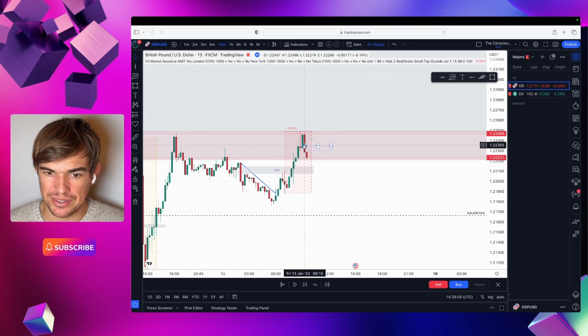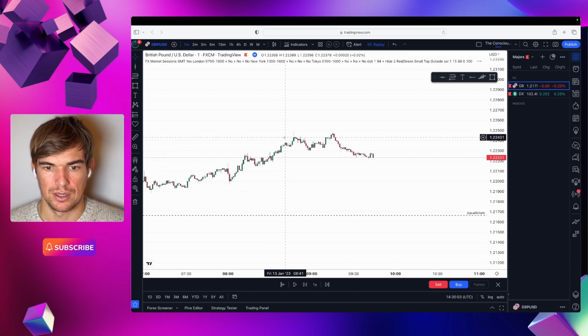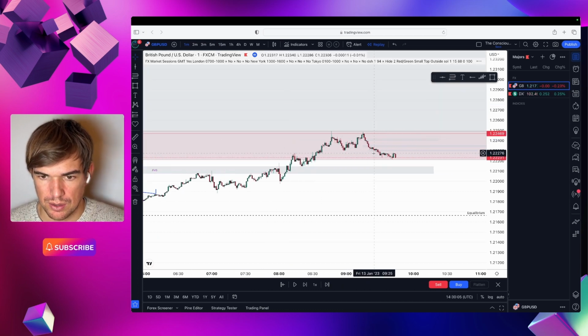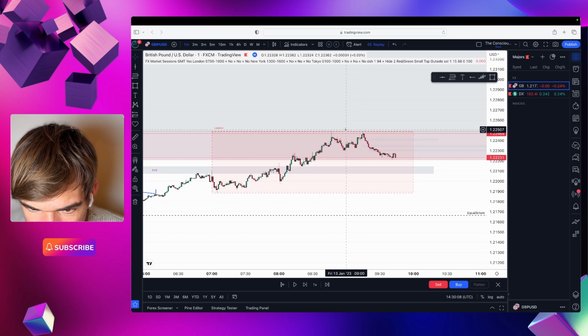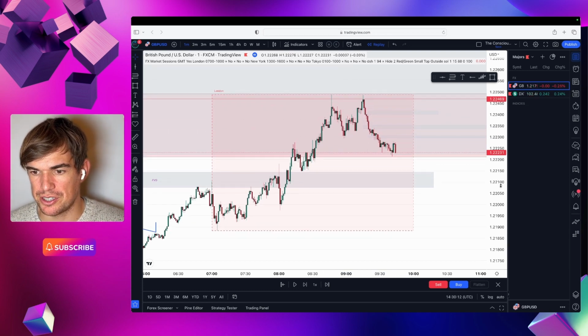What do you need after that? You need a break of structure. So we go down to the 1 minute and we go up here. We see these equal highs above the daily and we have a break. After the break of structure, what are we looking for?